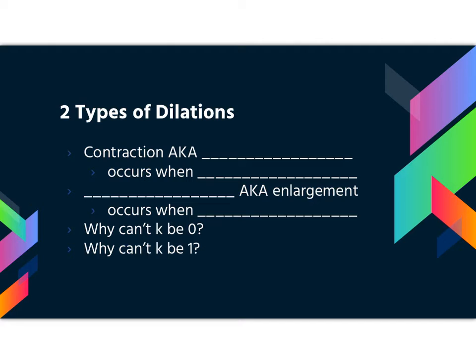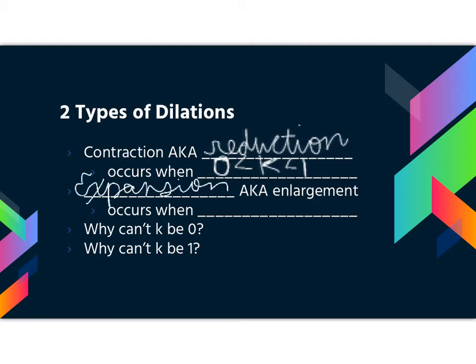The first is called a contraction, which is also known as a reduction. And a reduction occurs when the scale factor is between 0 and 1. Notice that the scale factor is between 0 and 1, and it is not allowed to be 0, and it's not allowed to be 1. The other type of dilation is called an expansion, which is also known as an enlargement. Expansions occur when the scale factor is greater than 1.